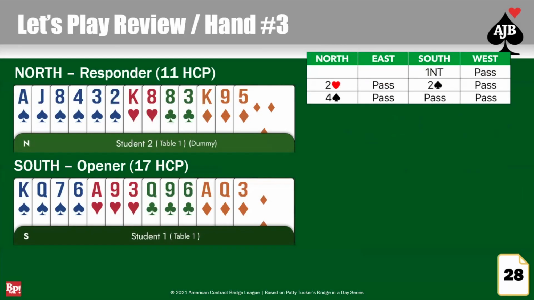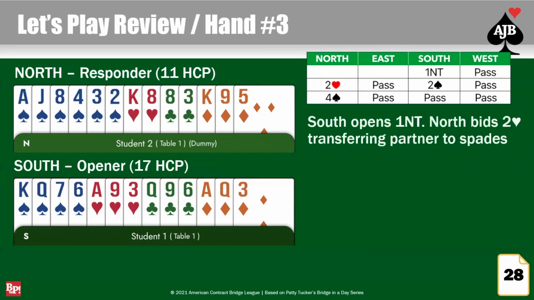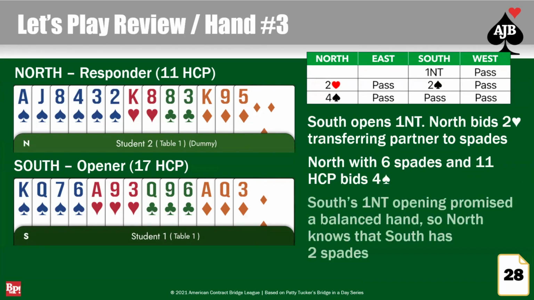On hand 3, South opened 1 no trump. North bid 2 hearts, transfer into spades. South bid 2 spades, as they must. North looked at his hand. I have 6 spades. I have 11 points. He who knows goes. I know we have enough for game. I know we have a spade fit. I'm bidding game.